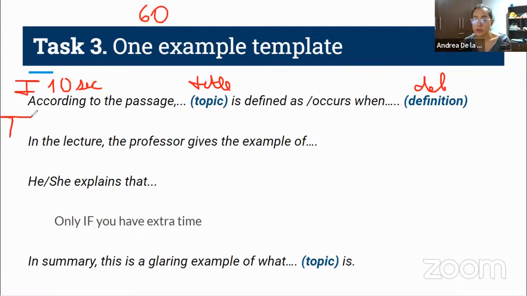You do not need a conclusion, but in case you have extra time, you can go with one, and you could say something like, in summary, this is a glaring example of behavior modification. If you have extra time. If you don't, no conclusion is actually needed.